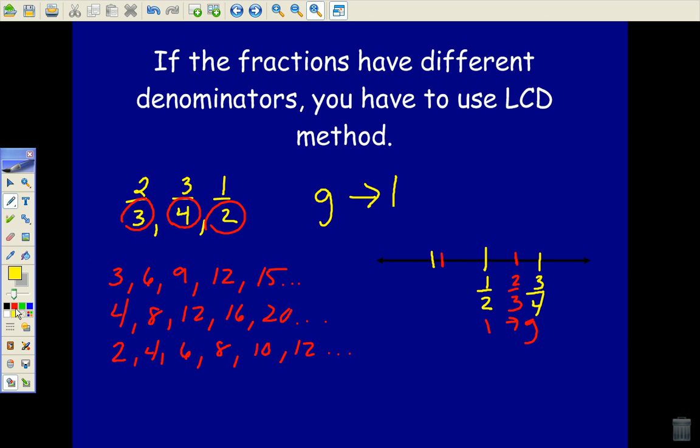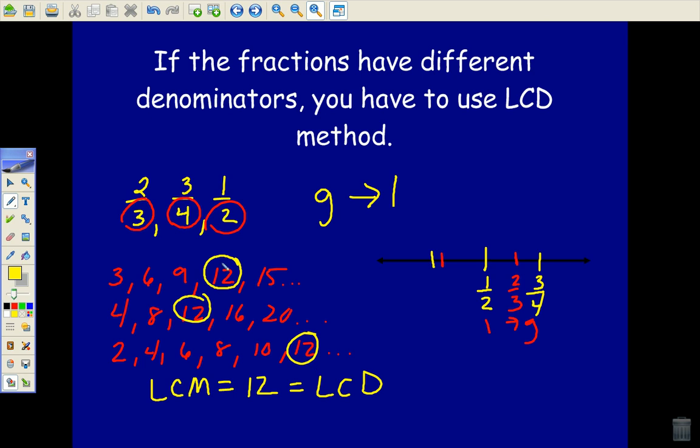Now my LCD has to be a multiple I see in all 3 of them. Because here I see a 6, here I see a 6, but there's not a 6 in the 4 multiples. So it has to be a multiple that I see in each of the 3 groups. So I see the 12, the 12, and the 12. So that means my LCM is indeed 12, and voila, it turns into my LCD. Now, try to remember what in the world do we even need this LCD for? We need to take these fractions and make their equivalent twelfths.